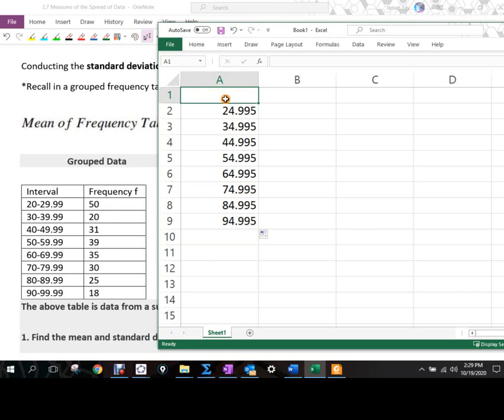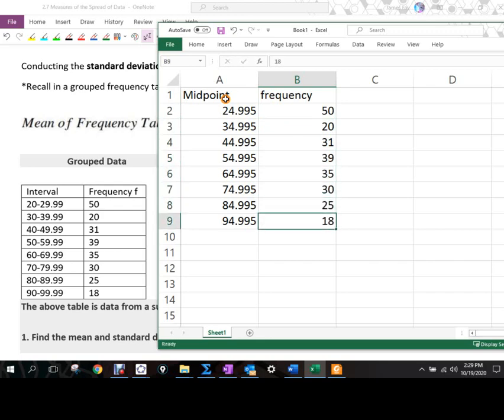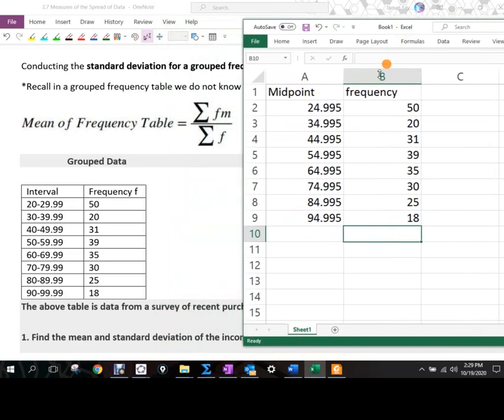Okay. I'm going to label this list as midpoints. Over here we've got our frequencies, so I'm just going to type those in real quick. Okay. So if we go back to finding the mean, and this is what we talked about in section 2.5, I think it was, it's the sum of the frequencies times the midpoint.